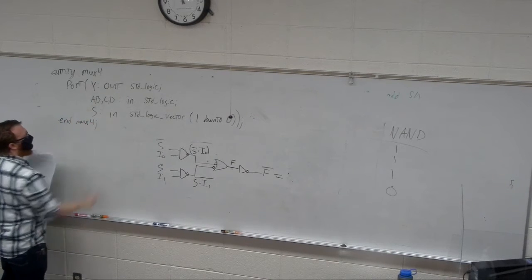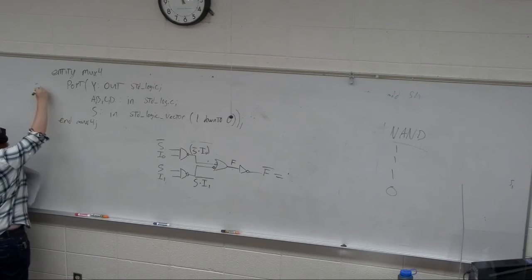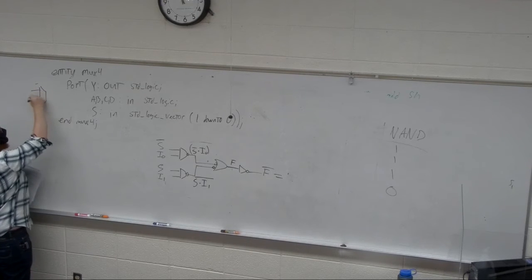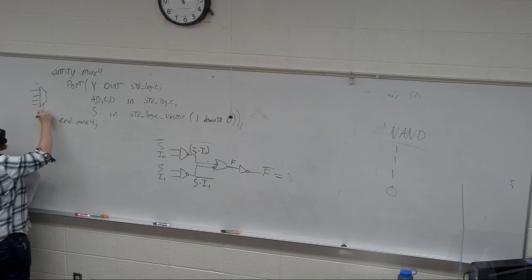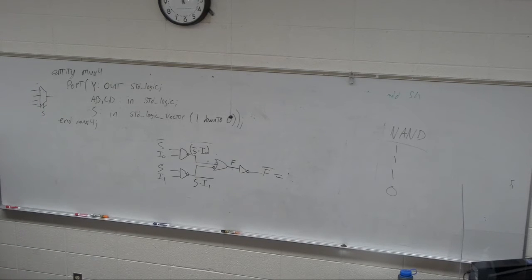MUX4, right? So this is creating an entity that has these ports. So it's outside of the world of the MUX, this is what it sees. So the component is drawn like so, right? It exists. The outside world doesn't know or care what's going on in there. It just knows that there's inputs and there's an output, and something happens in between.